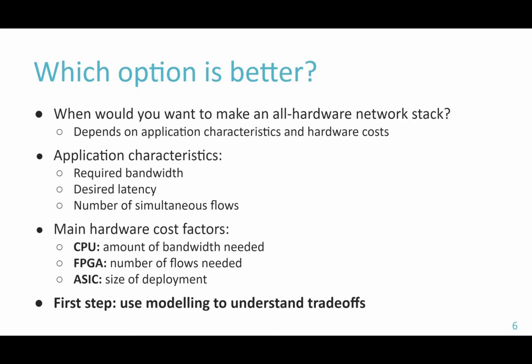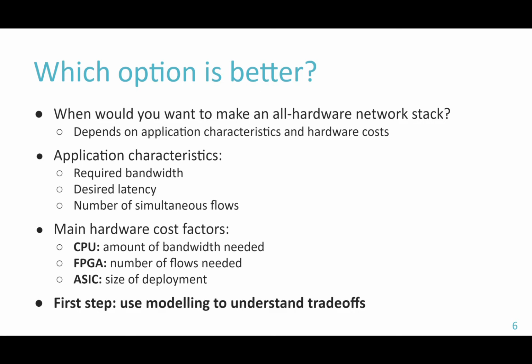The main factors we identified that scale hardware costs depend on which type of stack you're using. If you're using a software-based CPU stack, it mainly scales the cost based on the amount of bandwidth you need, because that scales the number of cores you need. For an FPGA hardware network stack, the number of flows needed scales the number of BRAMs, which are needed for storing flow state, and we found BRAMs were a limiting resource when implementing on FPGA, so that's the main factor that scales the cost of the FPGA hardware stack.